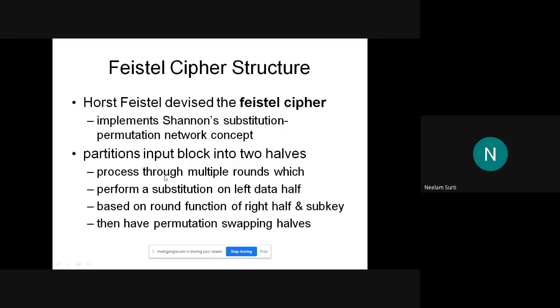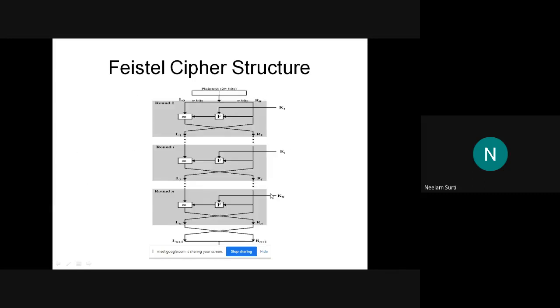So perform a substitution on the left data half. You are doing substitution on the left data half. Here, on the left data half, what we have done is XORing. XORing signifies that whatever input you get from the round function, you XOR that with the leftmost bits, or left side bits.